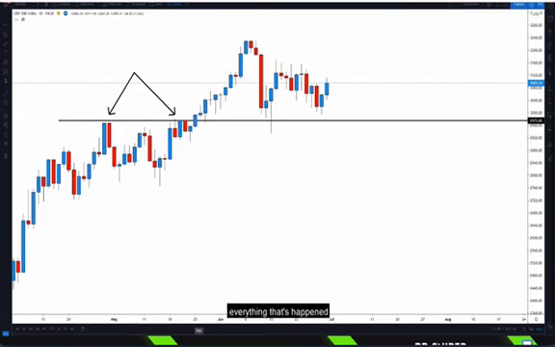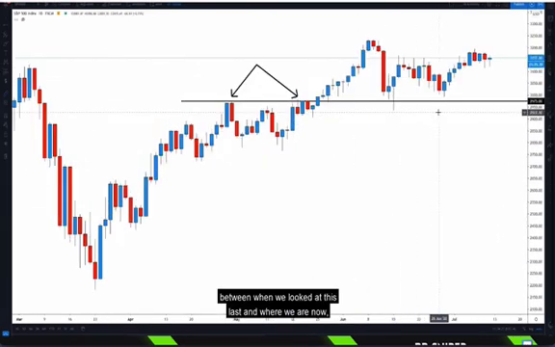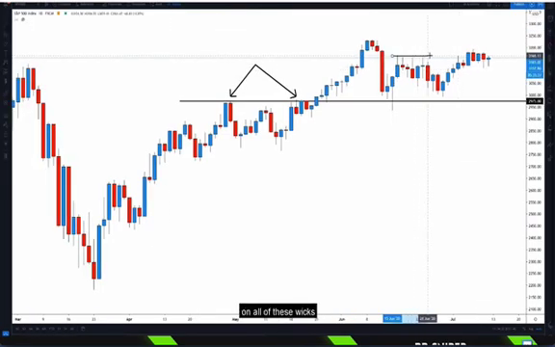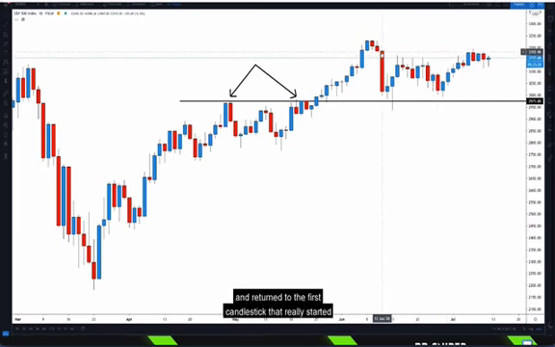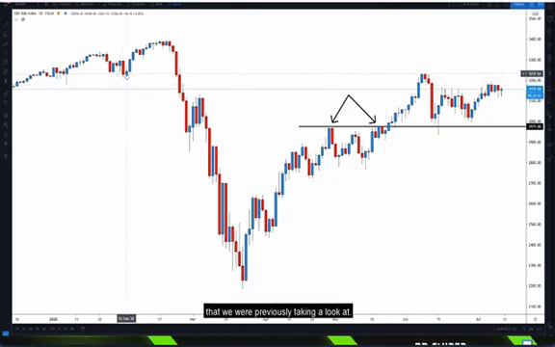And if we were to just play out everything that's happened between when we looked at this last and where we are now, we can see that we had consecutive bullish candlestick closes. We eventually came up, ran out the highs on all of these wicks, and returned to the first candlestick that really started that market structure shift after we got a reaction off of that last key level that we were previously taking a look at.